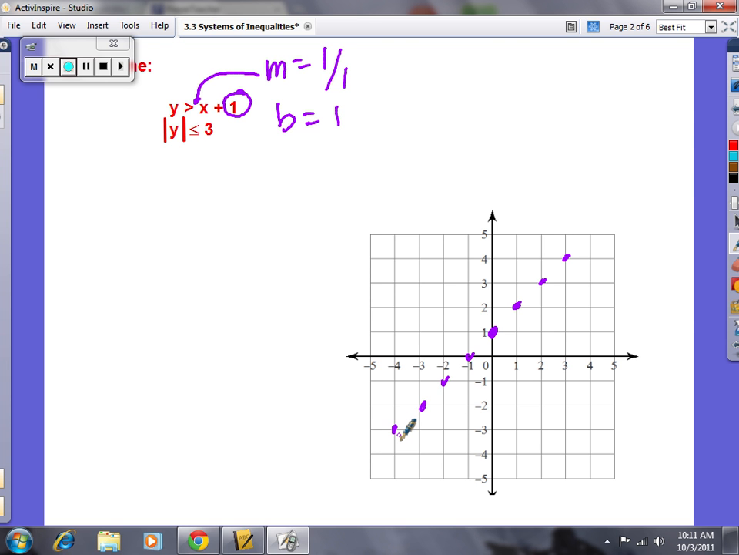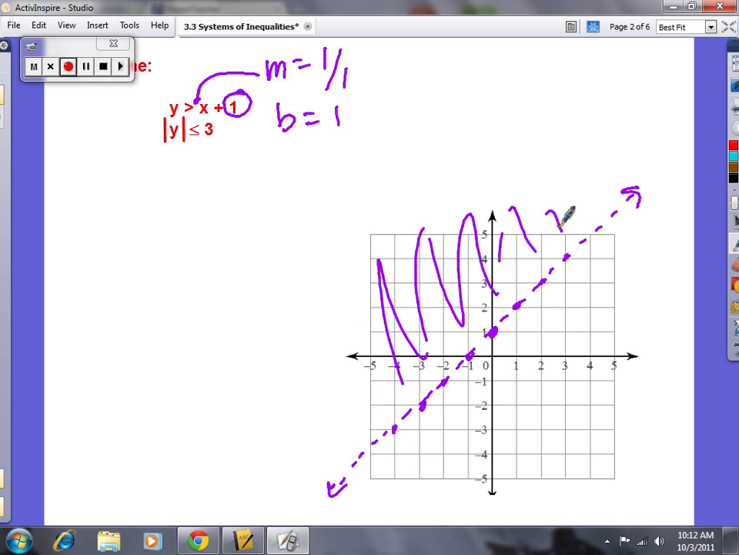Dotted line or solid line? Dotted line, because it's not equal to. It's just greater than. Now, is it everything above it or below it? Y is anything greater than, so it's going to be above. And I really can't do it light. So, there we go. That's your first one.